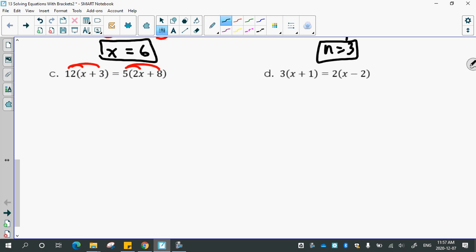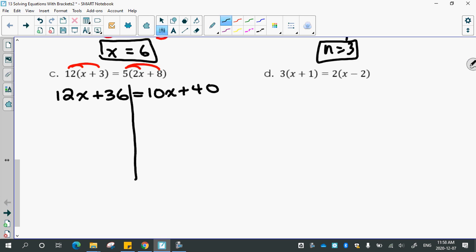I saw lots of 12x's, that's good. 36, because 12 times positive 3 is positive 36. Okay? 5 times 2x is 10x. 5 times positive 8 is positive 40. So that should be your first line. Okay?